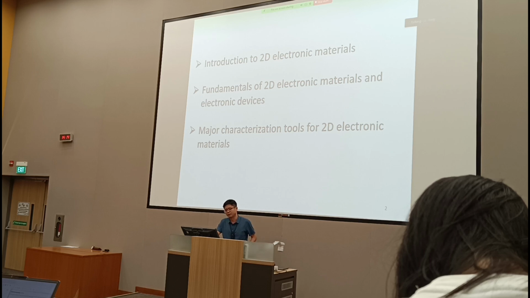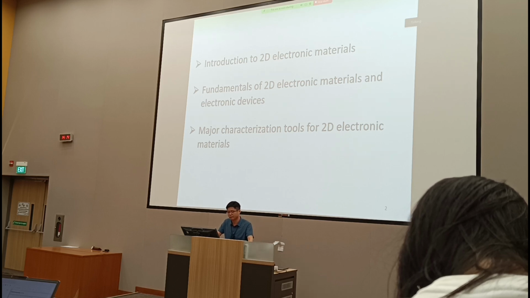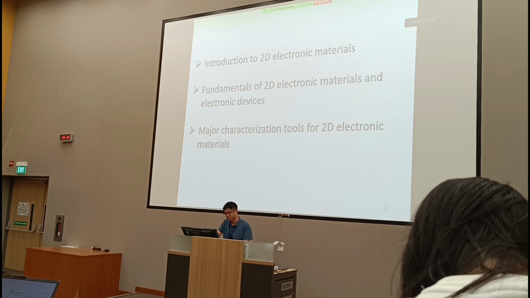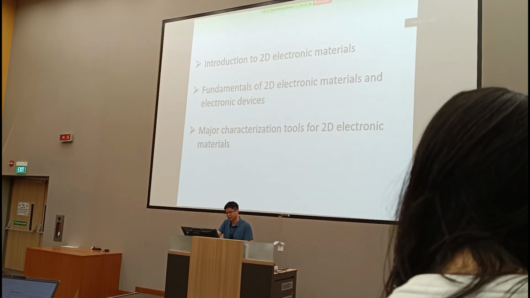So before we talk about the different types of 2D materials, including graphene and 2D TMDs, in today's lecture we will go through some basic concepts that provide some understanding of how to understand the electronic properties of 2D materials and also how to characterize 2D materials.